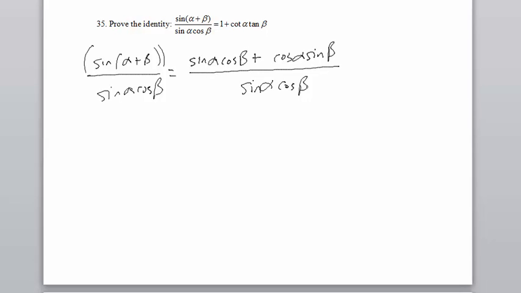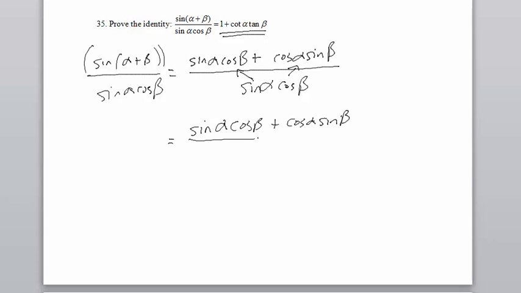Okay, so it looks like it's a little more complicated. We're trying to simplify. Now, the good thing about these is we're given the answer. We know it should equal 1 plus cotan alpha tan beta, so that's a big hint. So I can see where I get that 1 from. If I just break my numerator up, I'm dividing this denominator into both of those terms.